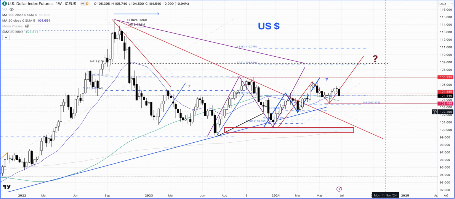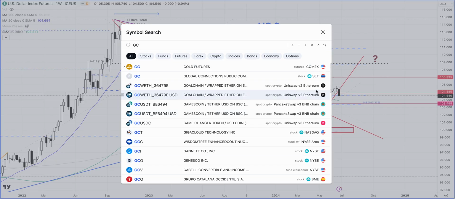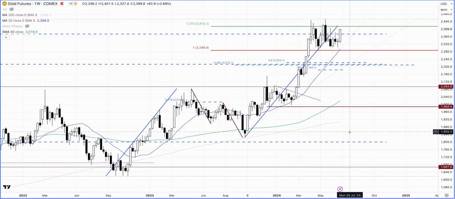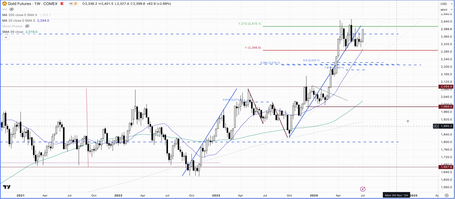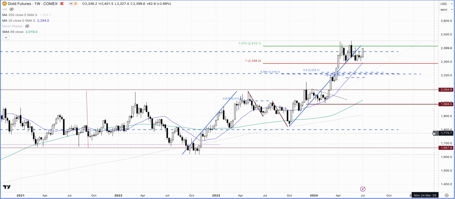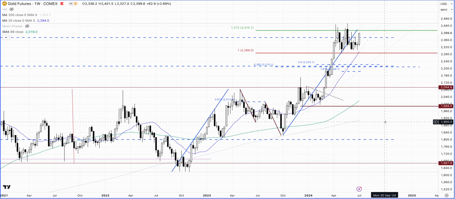Okay, so now we'll take a look at the gold market. Here we go. This is the gold chart. This is COMEX gold. This is not spot gold. So if you're watching the price levels on spot gold, the prices are not going to be the same. So I just want to make that clear to you.